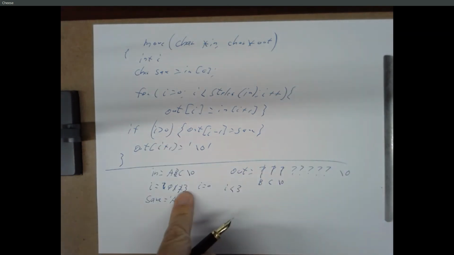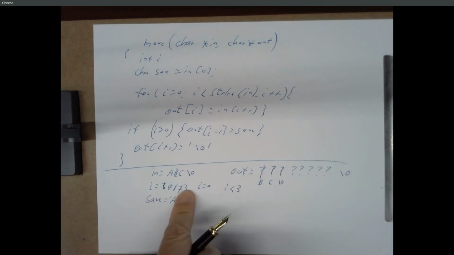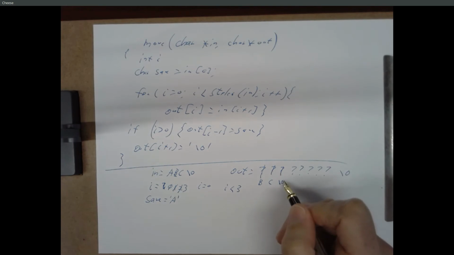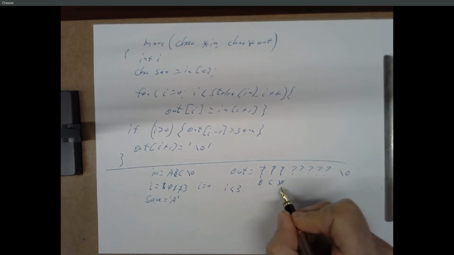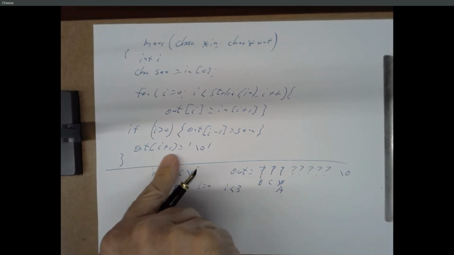If i is bigger than 0, well, it is because it's 3. out[i - 1] equals save. i is equal to 3. out[2] equals save. 0, 1, 2, that's this. Gets set equal to save. That's an A. Last statement, out[i + 1] equals null.